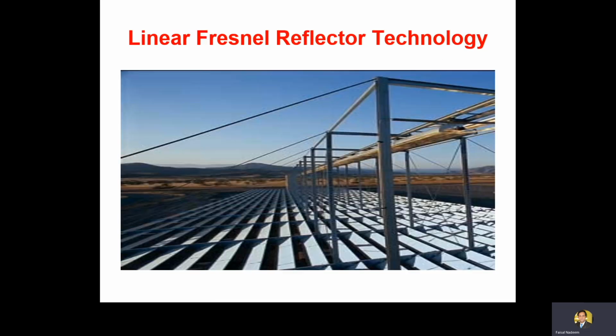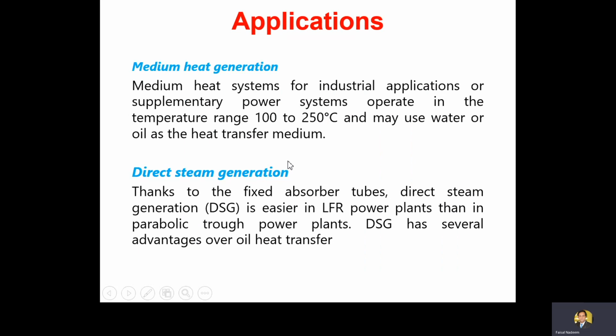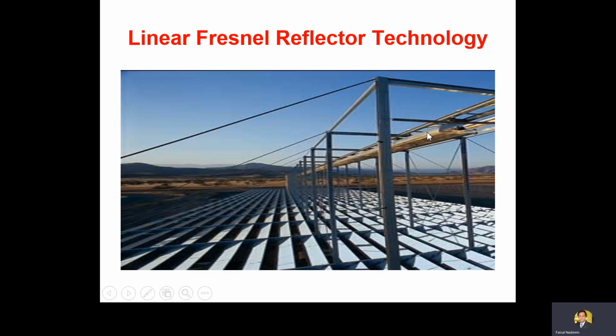Now applications. First, they can be used for medium heat generation. What this means is that medium heat systems for industrial applications or supplementary power systems operate in the temperature range of 100 to 250 degrees centigrade and may use water or oil as the heat transfer medium. So in medium heat generation systems, for the medium size power plant or for applications where we need medium heat, not that high a temperature, we can use both oil and water as a working fluid in these absorber pipes.